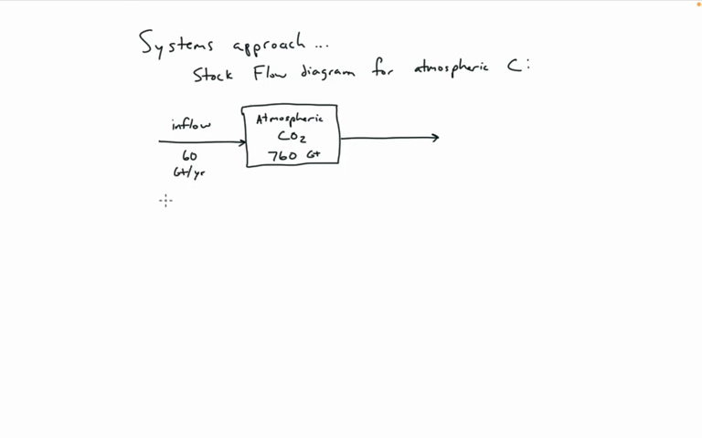And this comes from the process of respiration and decomposition. And that's roughly balanced by outflow. So we could put our little valve here. Let's do that. So roughly balanced, also about 60 gigatons per year by photosynthesis.